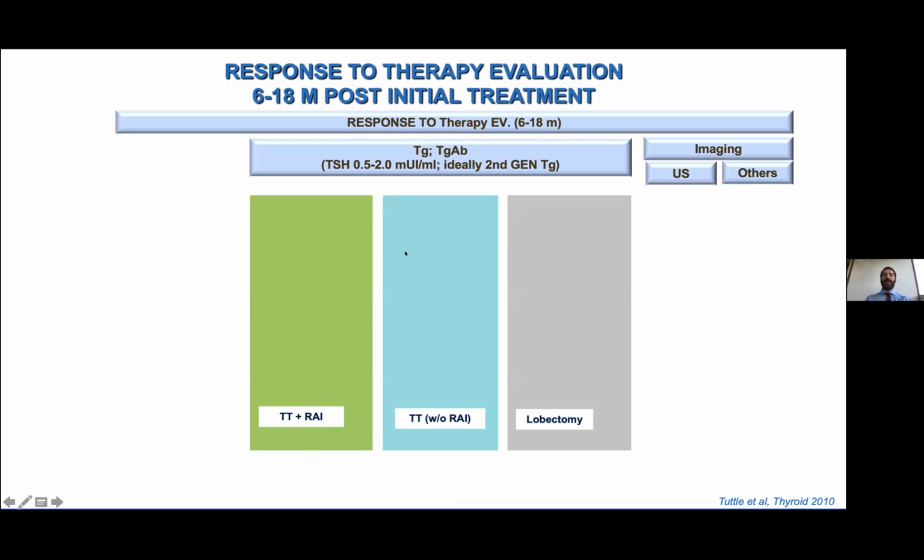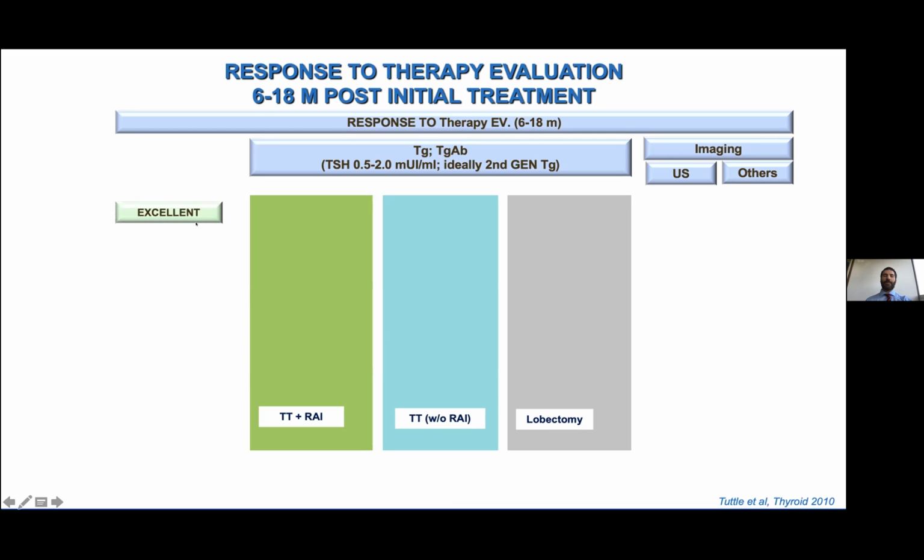The classification of the response to therapy will depend on the level of thyroglobulin, thyroglobulin antibodies, and the imaging. And the level of thyroglobulin and thyroglobulin antibodies will depend also, to make the different classification, on what was the treatment that the patient received: total thyroidectomy plus radioactive iodine, total thyroidectomy without radioactive iodine, or lobectomy.